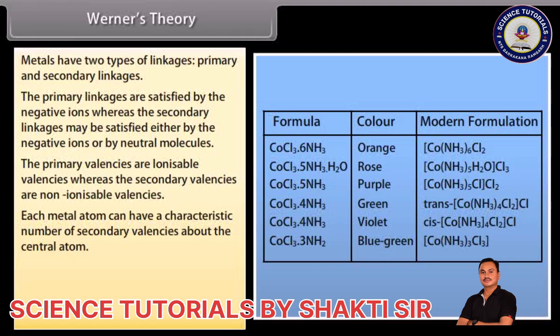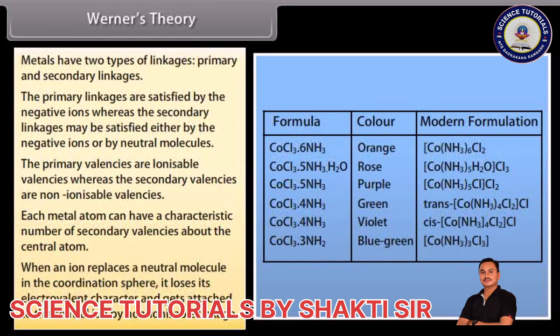These valencies are projected in the space about the central atom in such a manner that these assign a definite geometry to the coordination compound. Not only the neutral molecules are coordinated to the central atom, but ions may also be coordinated in the same fashion. When an ion replaces a neutral molecule in the coordination sphere, it loses its electrovalent character and gets attached to the central ion by non-ionizable linkage.